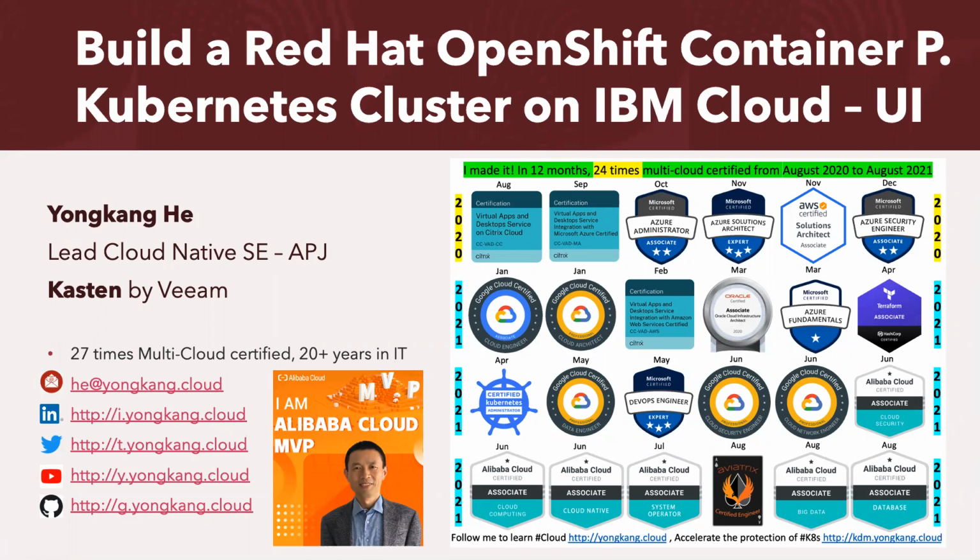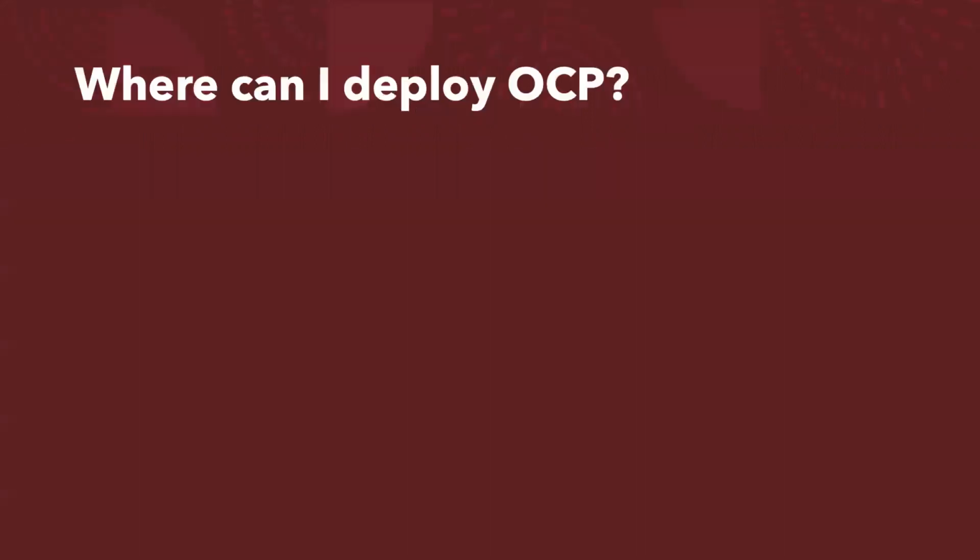Today, I'm going to show you how to build a Red Hat OpenShift Container Platform, basically a Red Hat version of a Kubernetes cluster, on IBM Cloud via the UI, the web console.